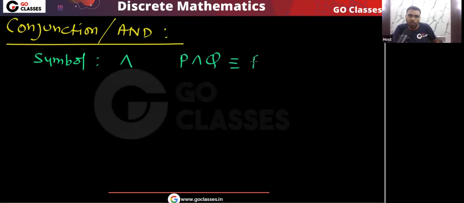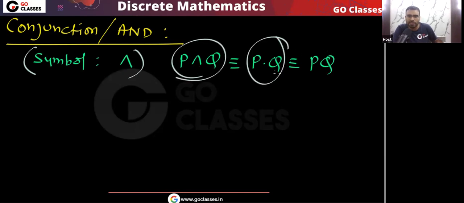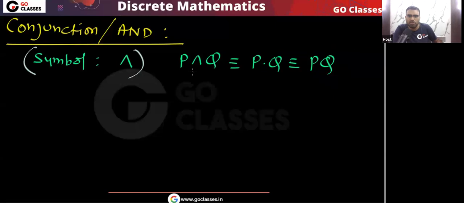Okay, so let's see the behavior of "and". First we will see the behavior of "and", conjunction. Another name for conjunction is "and". Let me tell you the symbol first of all. What is the symbol for "and"? This is the symbol. So either you can use this symbol, P and Q. Remember, you can also use P dot Q, or you can directly write PQ, but this is the standard symbol for "and". Very simple. But remember, P and Q you can directly write as P dot Q, or you can write PQ. All these things are the same.